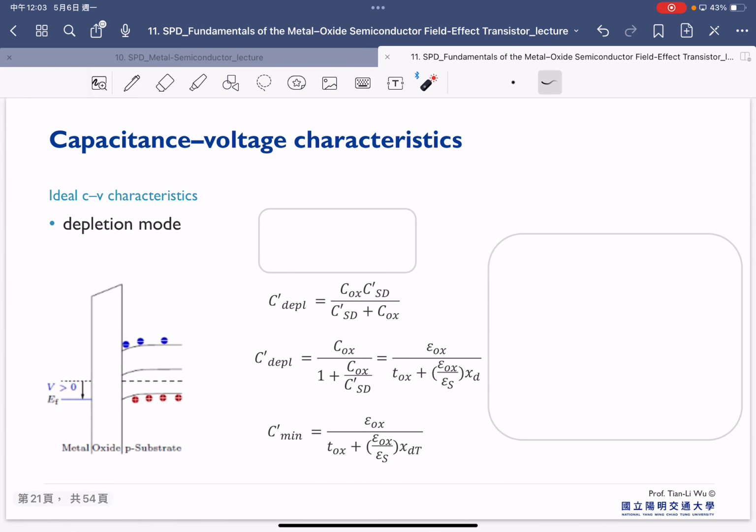Okay, so the next part is we are discussing the depletion mode. That is the one where we apply a small positive bias.